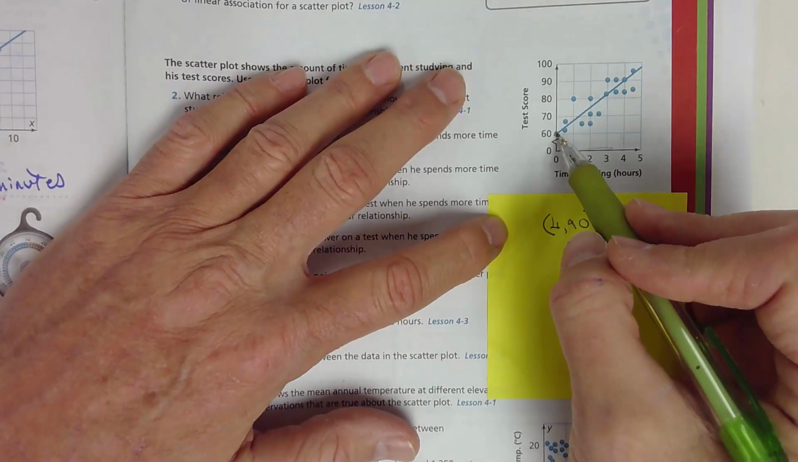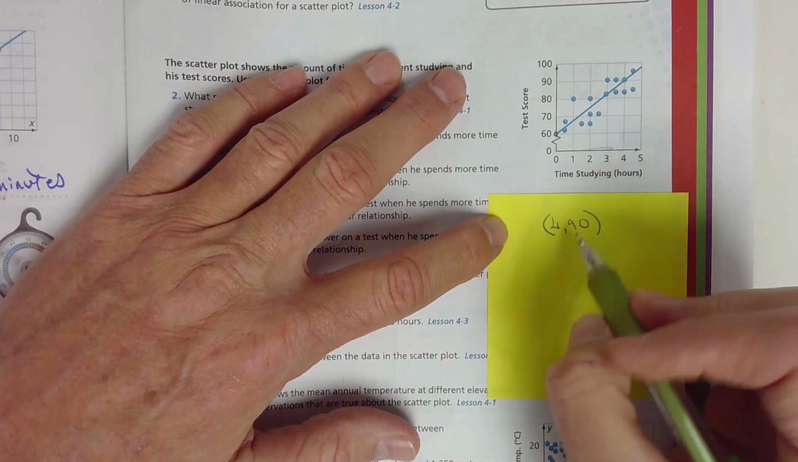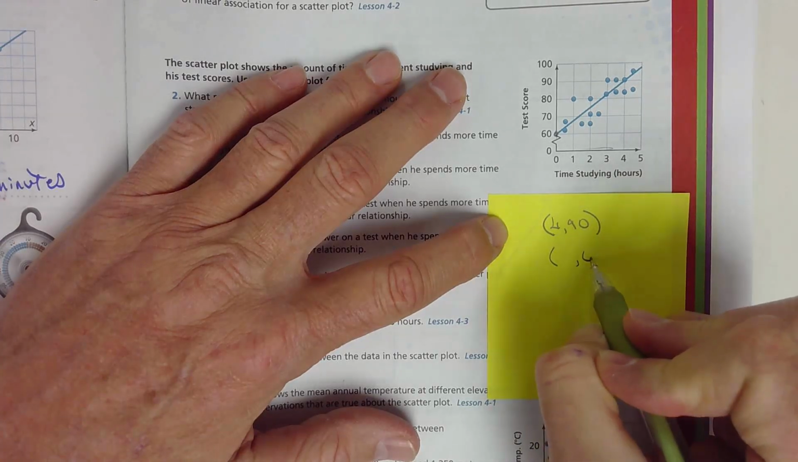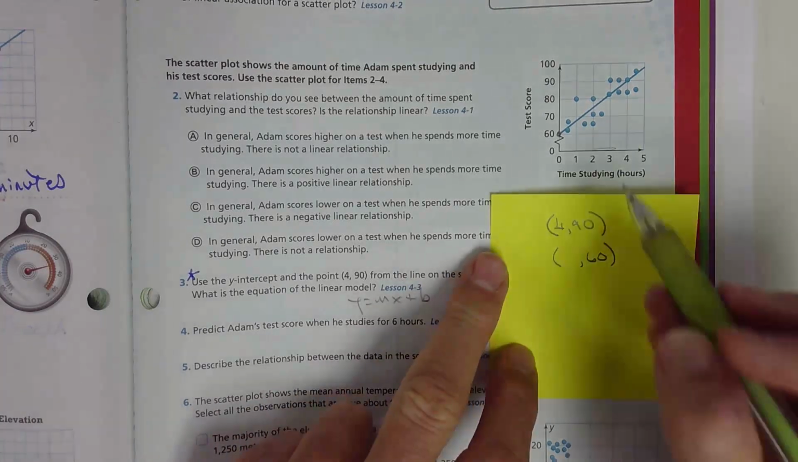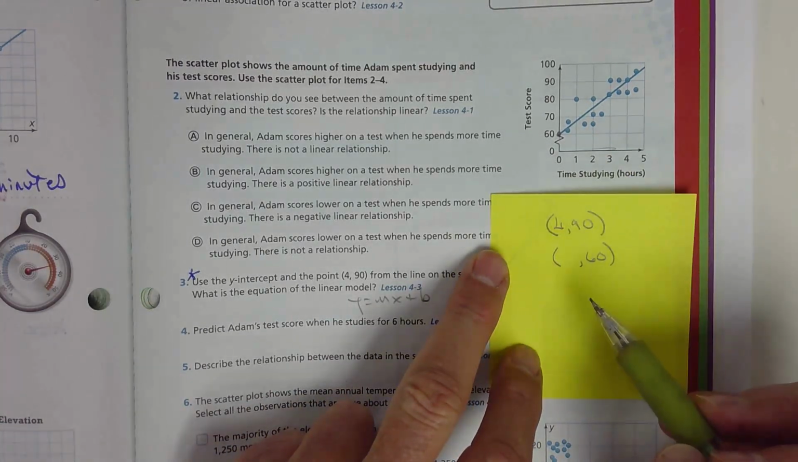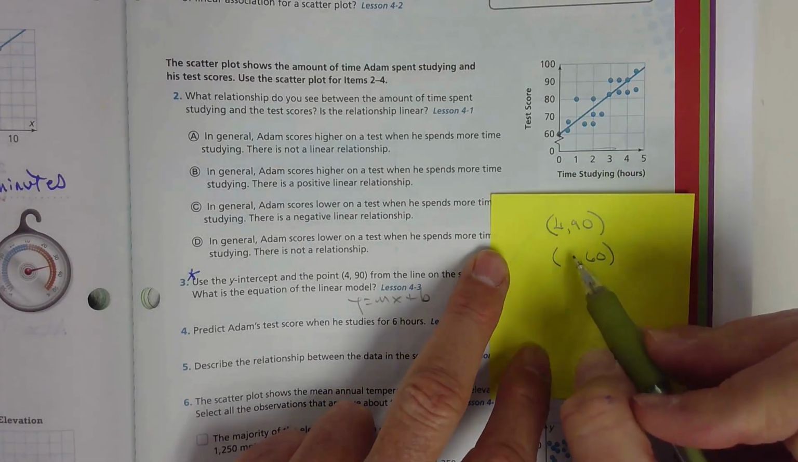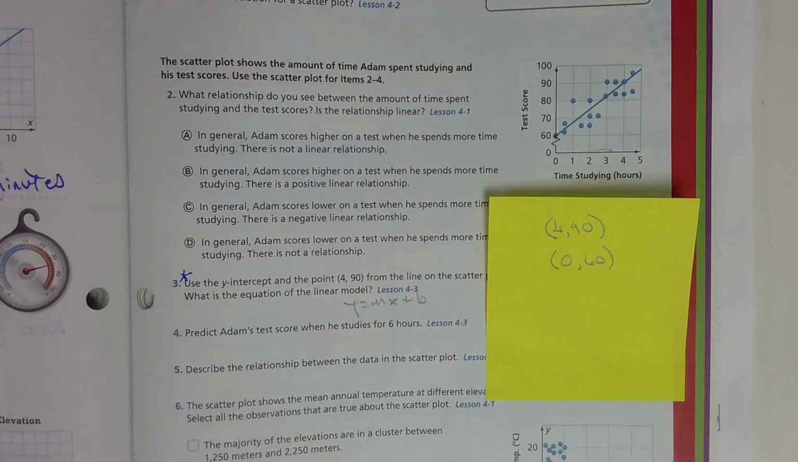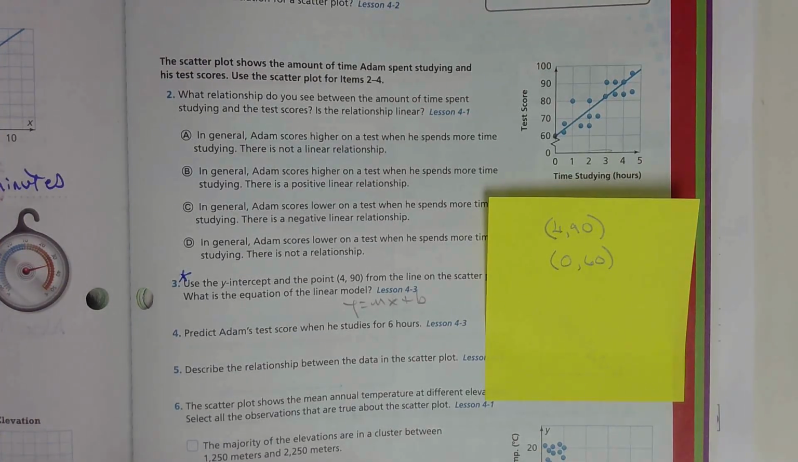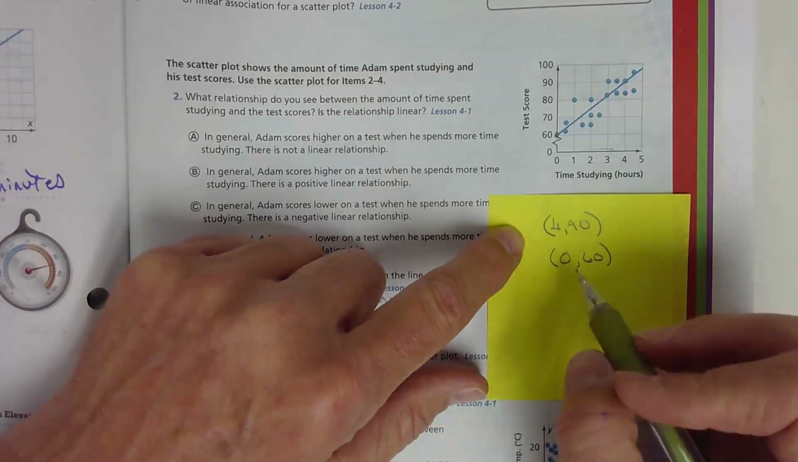So this would be 60, so I'm going to put it in parentheses. So the y-intercept is 60. What's the x value in this one? At this point, what's the x value? 0. It is 0. So from there, you guys should be able to calculate the slope of this line.